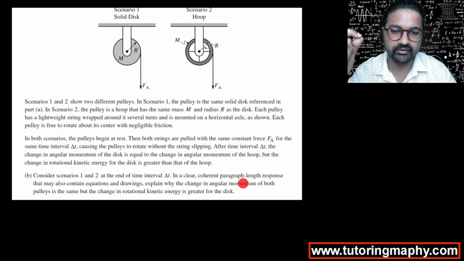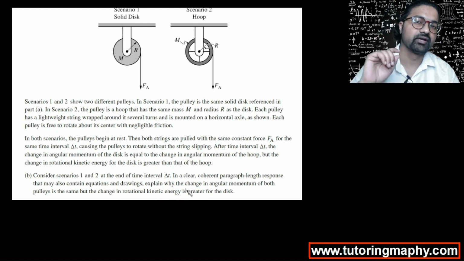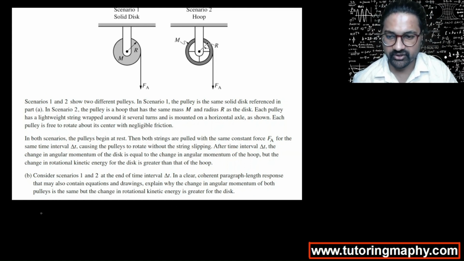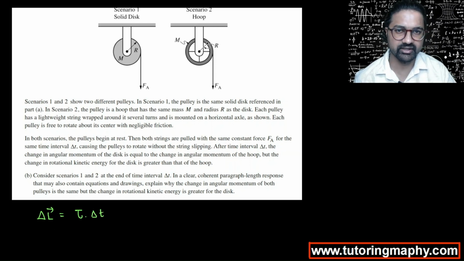The question is very straightforward: why does this happen? In a clear, coherent, paragraph-length response that may also contain equations and drawings, explain why the change in angular momentum of both the pulleys is the same, but the change in rotational kinetic energy is different. The first concept we have to use here is angular impulse. We know that the angular impulse delta L is nothing but tau times delta t. Just like the linear impulse is F times delta t, the change in angular momentum is tau times delta t.